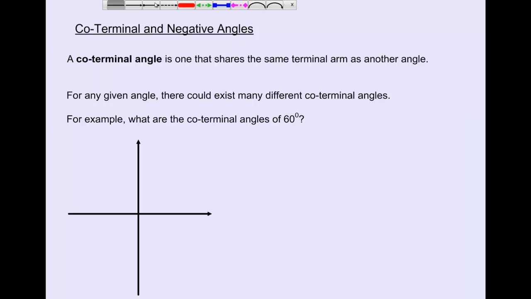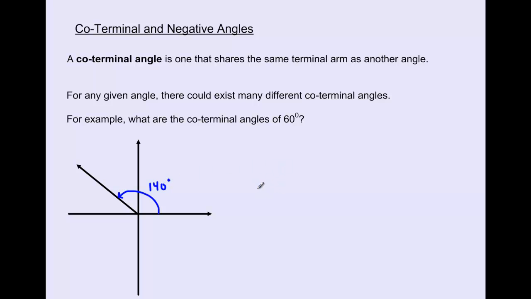As you can see on this diagram here, if I draw my terminal arm out like this and try to come up with what the angle measurement could be, I would start at my initial arm and come upwards to right around here. Because I know I'm in quadrant 2, this angle has to be somewhere between 90 and 180 degrees. So let's just say that this is perhaps 140 degrees.